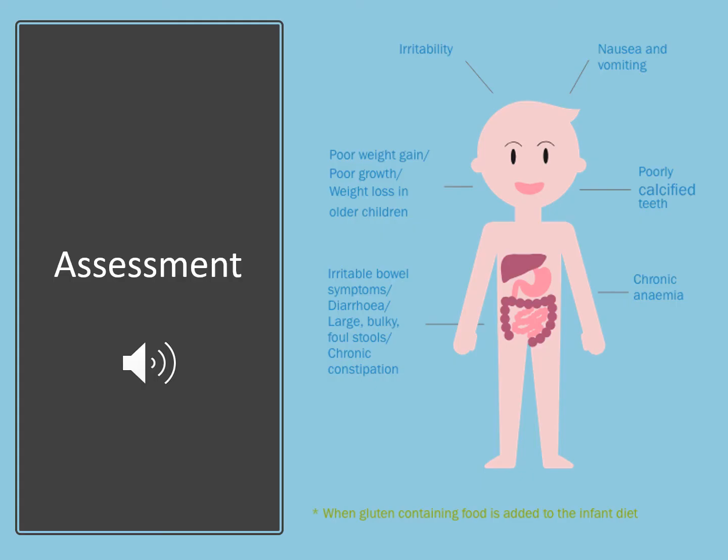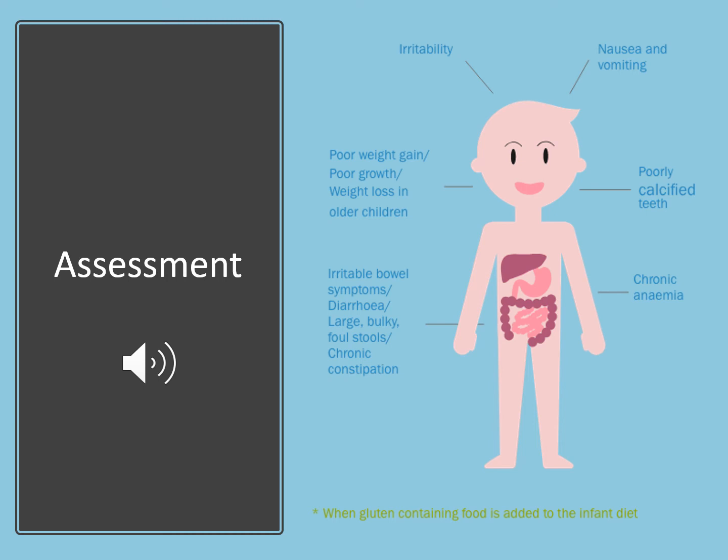The assessment for celiac disease. Usually the symptoms will develop between 6 and 18 months of age, and that's after the introduction of gluten into the diet. So again, thinking about as early as 6 months when we introduce solid foods. They may not react right away, but it depends on when we introduce the foods that have gluten in it as to how quickly we will see symptoms.